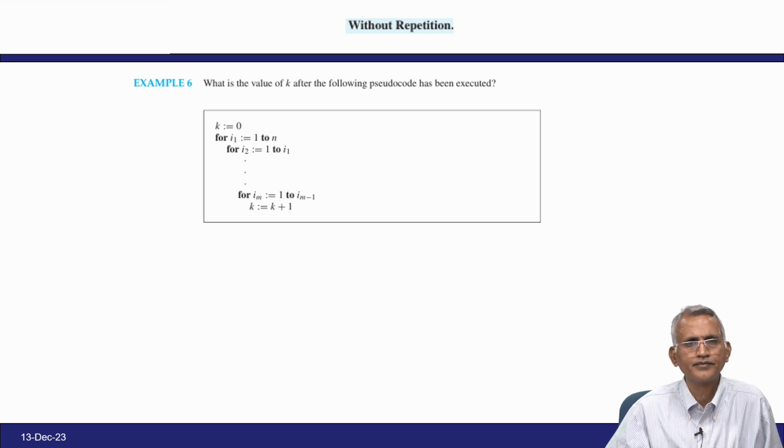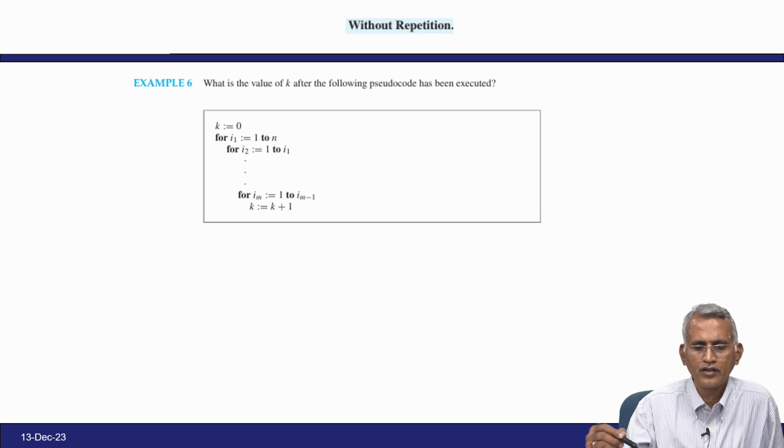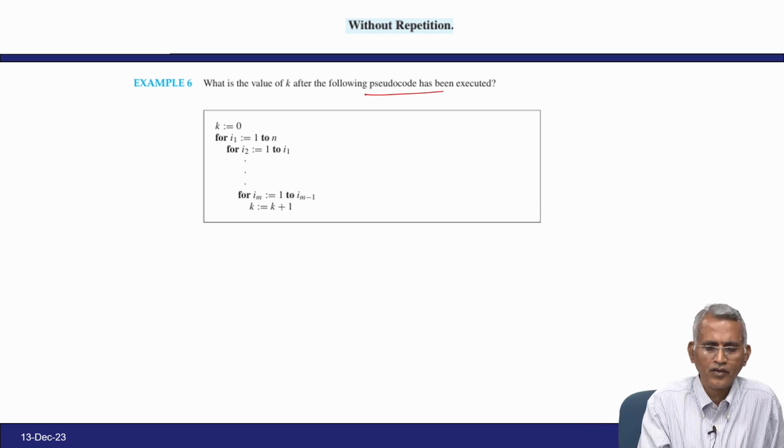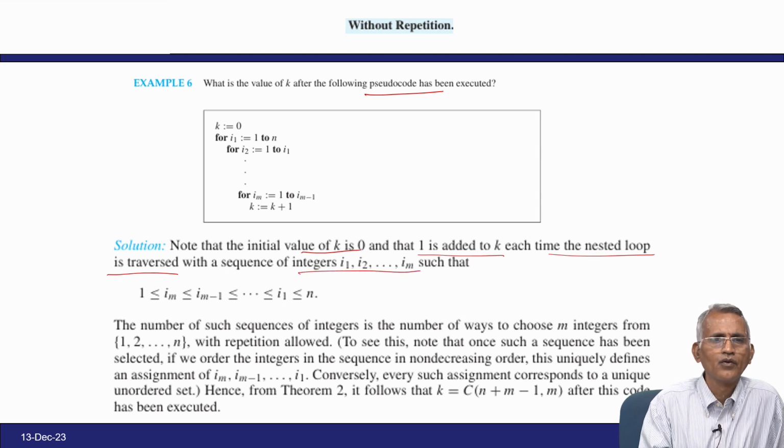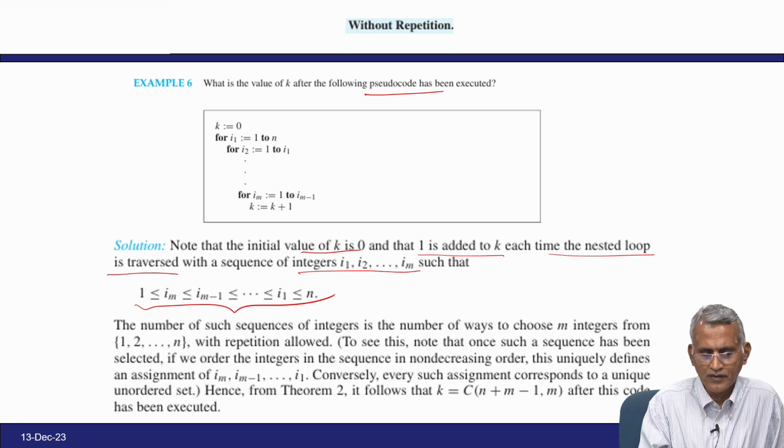Now, we have a problem. What is the value of k after the following pseudocode has been executed? The value of k starts at 0, and for i1 equal to 1 to n, for i2 equal to 1 to i1, and so on, for im equal to 1 to i(m-1), k equals k plus 1. So, the solution: the initial value of k is 0 and 1 is added to k each time the nested loop is traversed with a sequence of integers i1, i2, and so on up to im, such that 1 is less than or equal to im, less than or equal to i(m-1), and so on, i1 less than or equal to n. Therefore, the number of such sequences is the number of ways to choose m integers from 1 to n with repetition allowed.